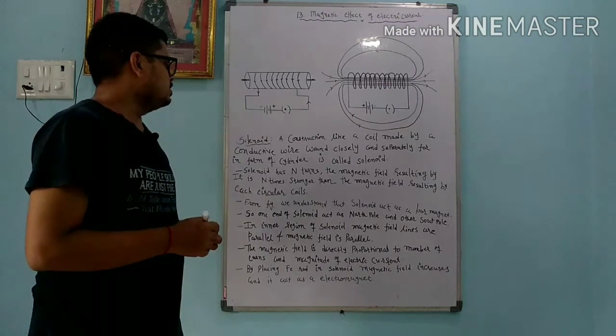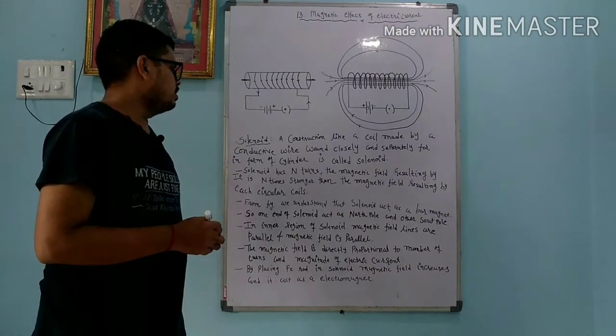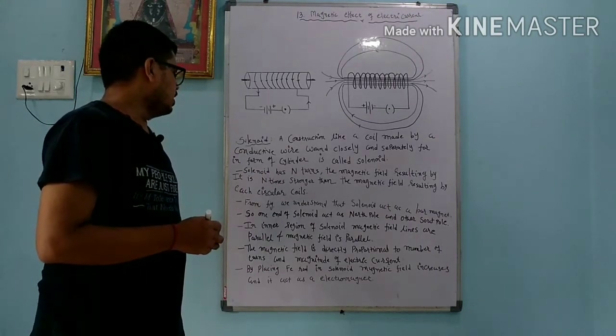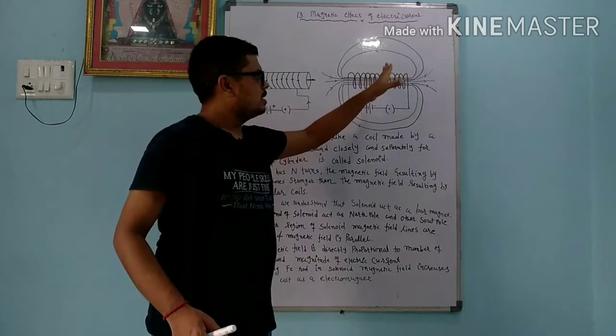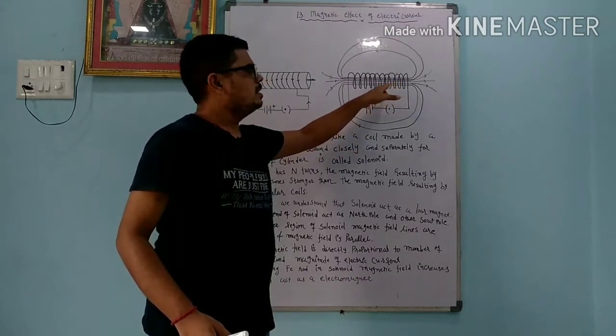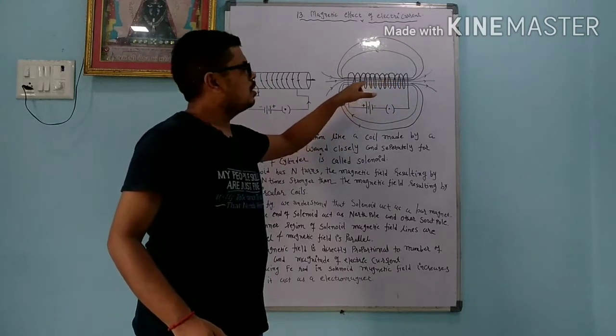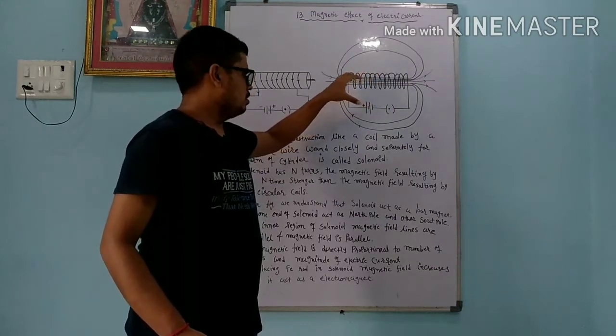Solenoid has n turns. The magnetic field resulting from it is n times stronger than the magnetic field resulting from each circular coil. So here, the more coils there are, each wire, each turn acts as one magnet, so ultimately they produce a strong magnetic field.